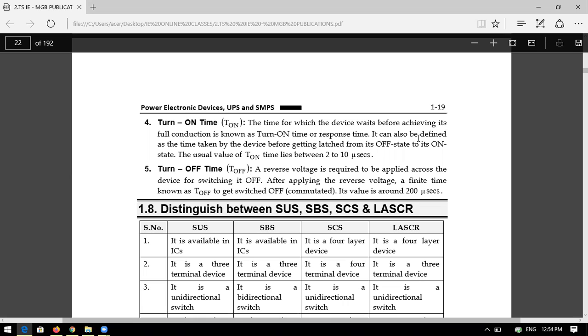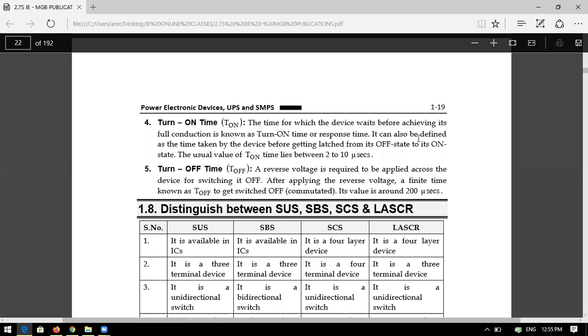So what is the turn off time? The time taken to turn off the device, switching from on to off. A reverse voltage is required to be applied across the device for switching it off. After applying the reverse voltage, a finite time Toff is taken to get switched off, commutated, and its value is around 200 microseconds. We have already discussed this. So how much time is taken to turn off the device, you can call the turn off time.